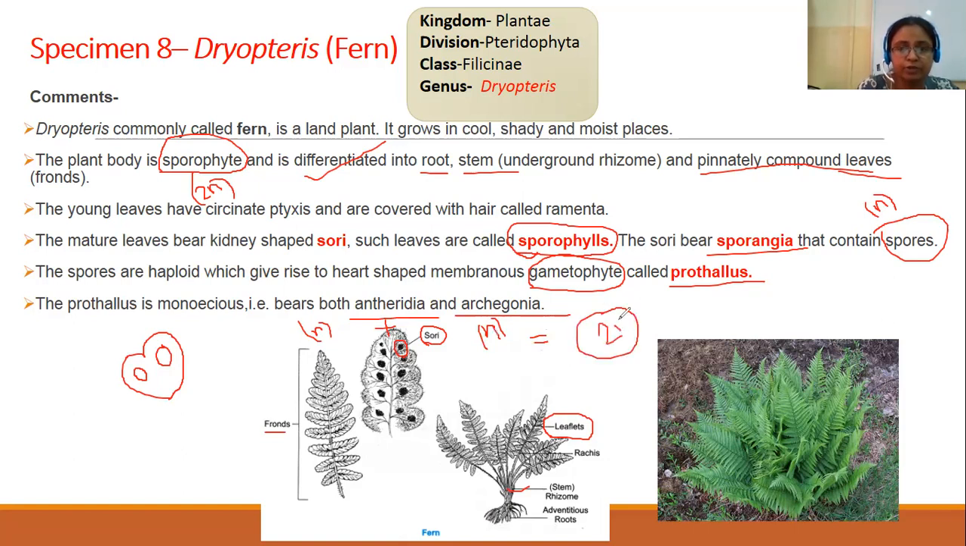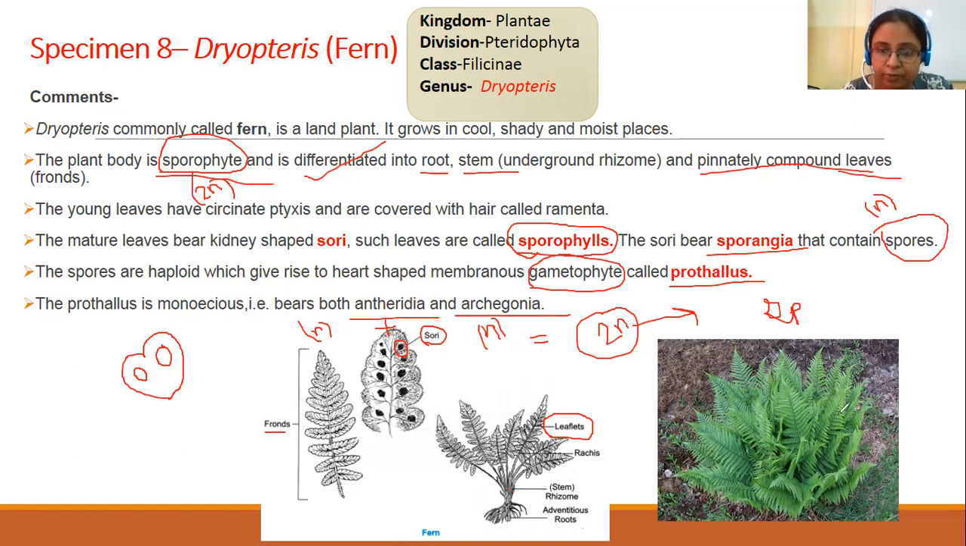Now this diploid zygote will divide mitotically, and it will produce the main plant body, which is the sporophyte. So here the life cycle of this fern is complete. In short, what I mean to say is that the life cycle starts with the diploid stage, which is the sporophyte, which we call the sporophytic phase, the sporophytic stage. So this is the sporophyte.